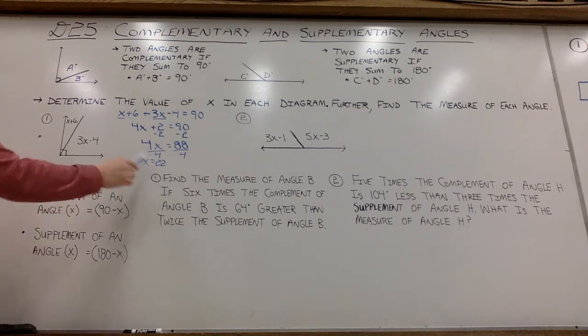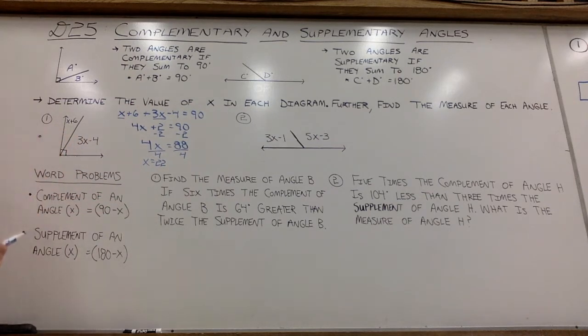Now I'm going to take 22 and plug it into each of these angle measures. So 22 and 6, this left angle would be 28 degrees. And then 3 times x, 22. 3 times 22 is 66. 66 minus 4 is 62 degrees. I can always check it. 60 and 20 is 80. 8 and 2 is 10. So 80 and 10, 90 degrees, 28, 62. So we've got a winner.